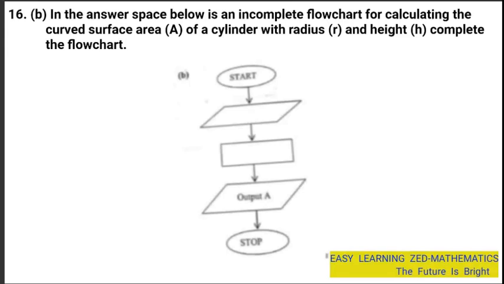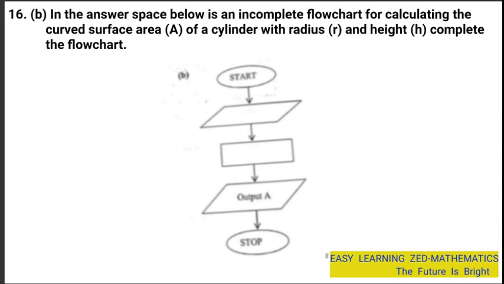Okay, question 16b was, in the answer space below is an incomplete flowchart for calculating the curved surface area of a cylinder with the radius r and the height h. Complete the flow chart. So here, on top, we start with a start. Immediately after start, you enter radius and height.